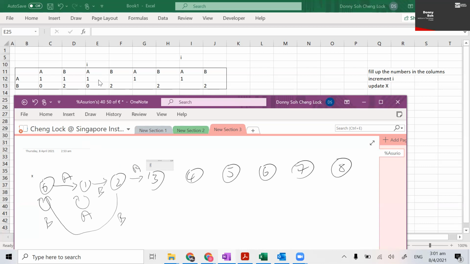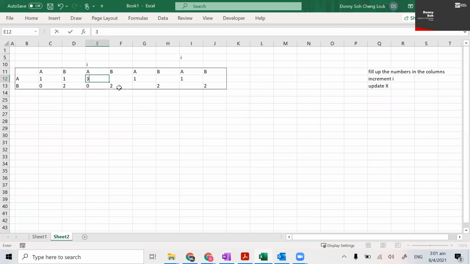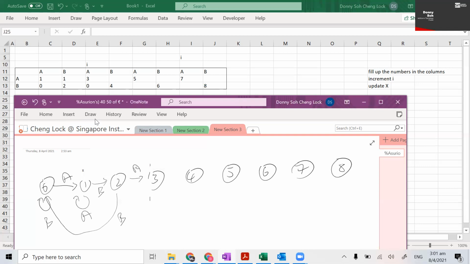And then I see what happened to X. X, when I see A, it will go to state 1. So this will go to state 1. Okay, so X. Hey, I realized I did something incorrect. This should be 3. Sorry, 4, 5, 6, 7, and 8. Yeah, sorry. So yeah, now it's okay. So I incremented X.